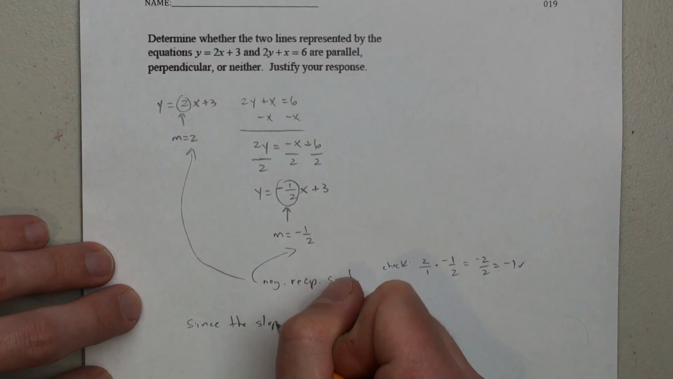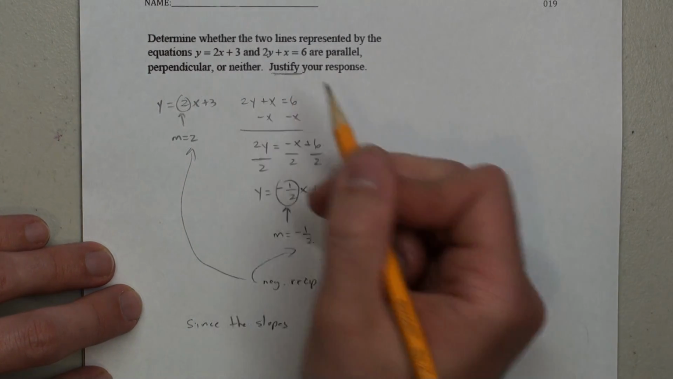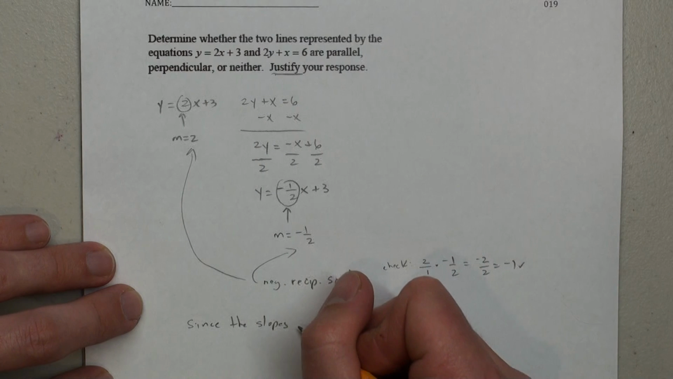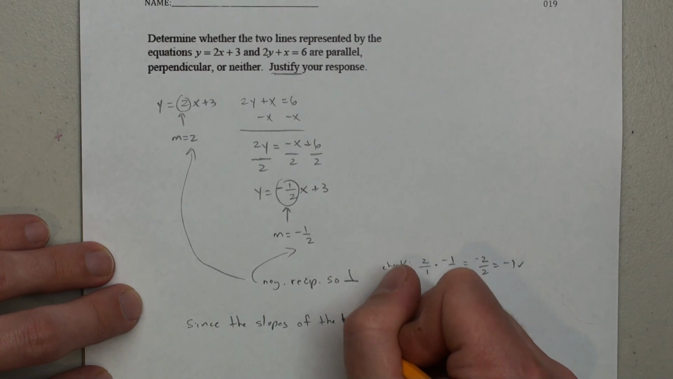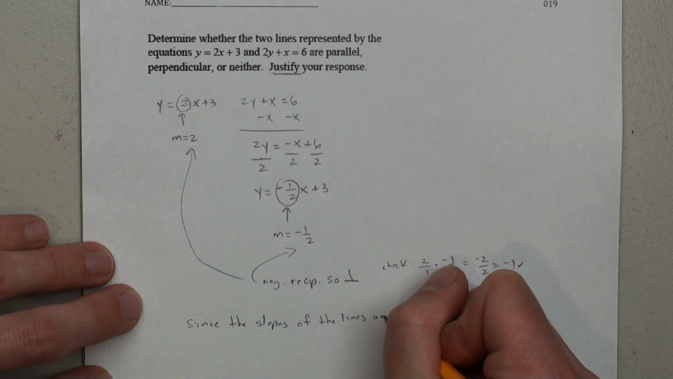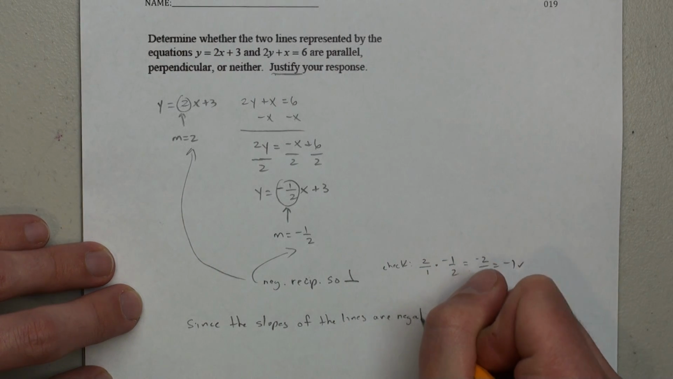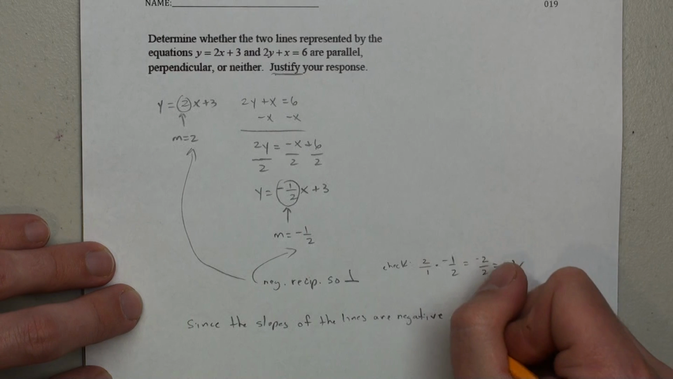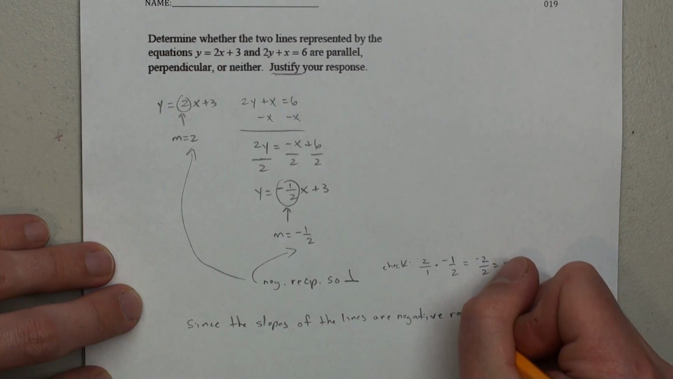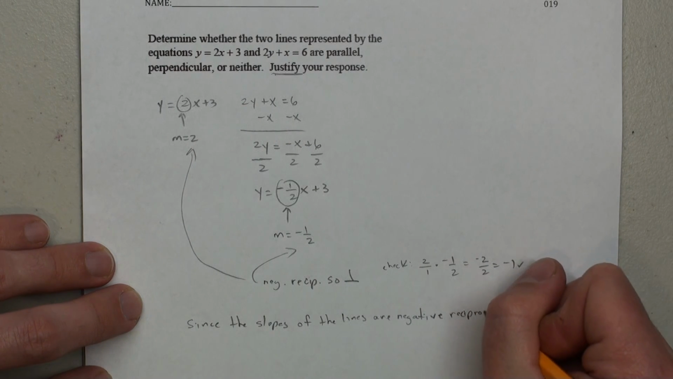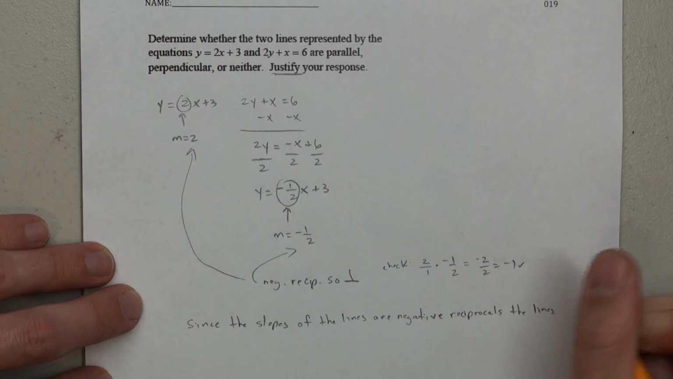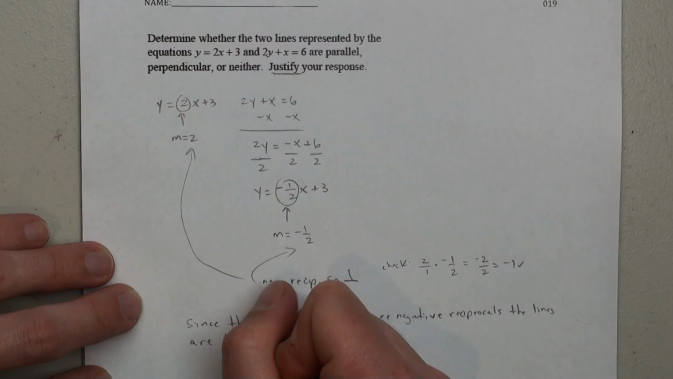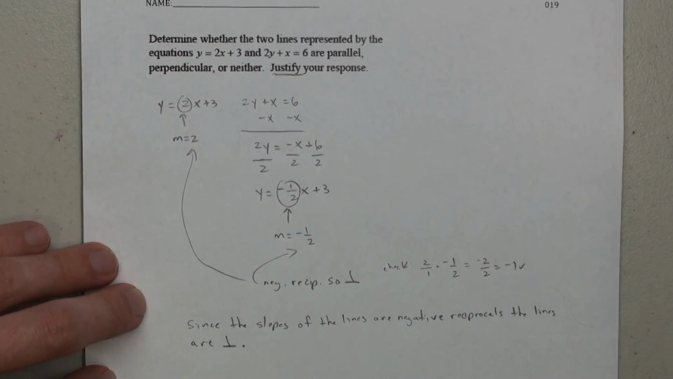Alright, so because we have to justify, right? Since the slopes of the lines are negative reciprocals, the lines are perpendicular. That's it.